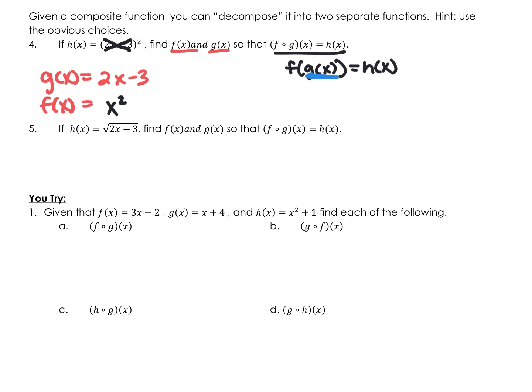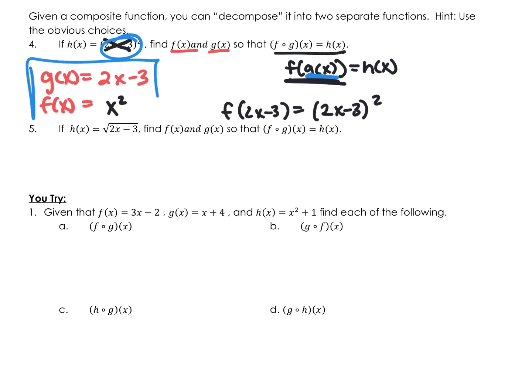And all we're doing is identifying those. So then if you go and check this, you can do f of g of x. Take f and plug in 2x minus 3, and you'll get 2x minus 3 squared, which is what we started with here. So that is the correct answer.